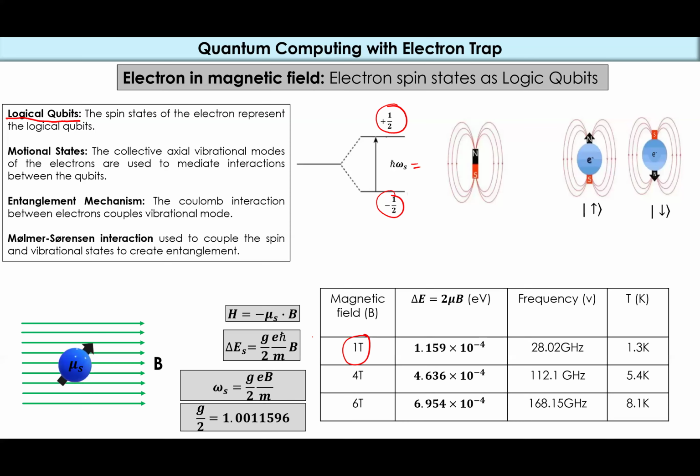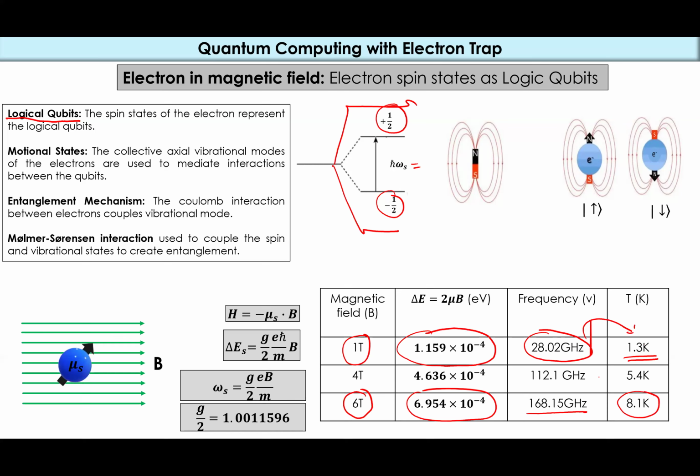If you have a 1 Tesla magnetic field, the energy gap is this much, and this corresponds to 28 gigahertz, and a corresponding temperature of 1.3 Kelvin. But if I apply, let us say, a 6 Tesla magnetic field, then of course the gap will increase. This becomes 6.9, the frequency becomes 168 gigahertz, and the temperature corresponds to 8 Kelvin.